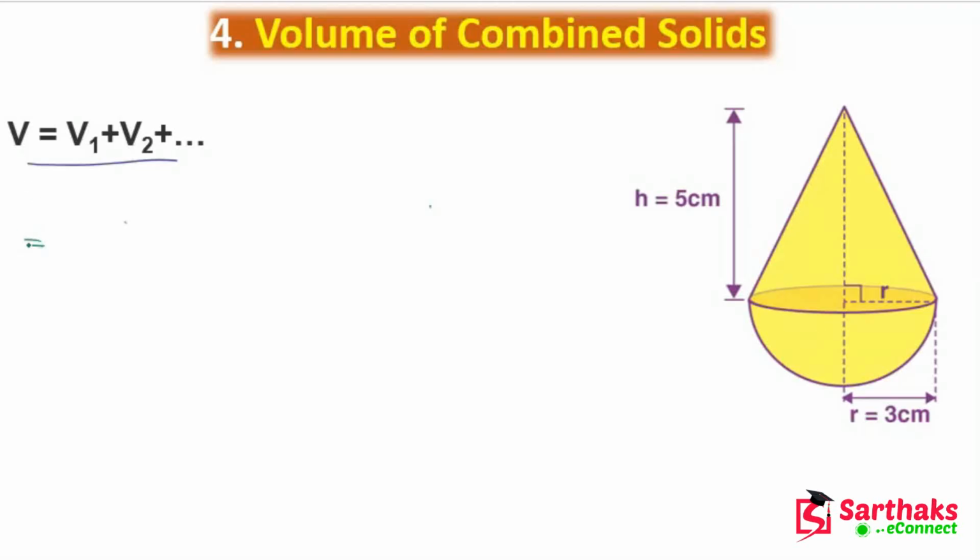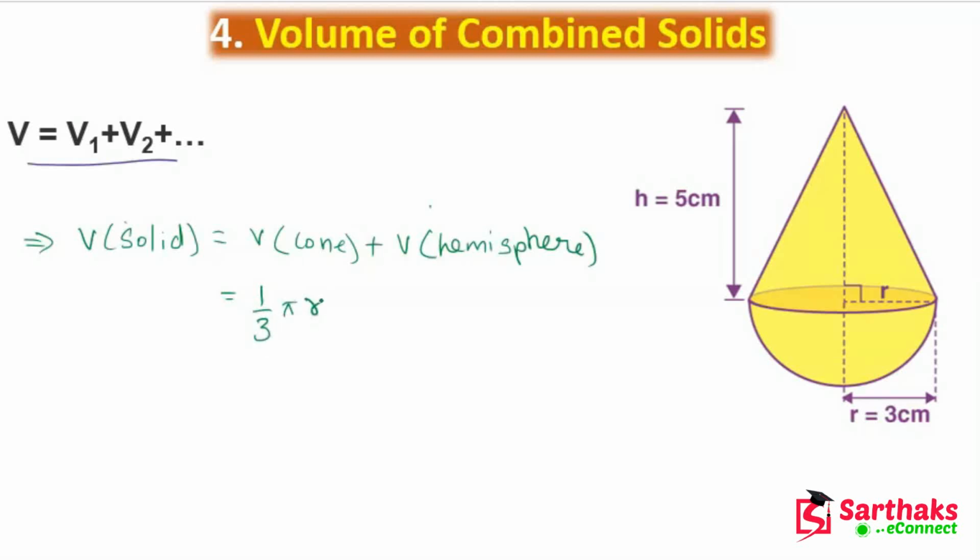So we can find the volume of the solid figure like this: volume of solid is equal to volume of cone plus, this is the part of a hemisphere, so volume of hemisphere. We know that the volume of cone is 1 upon 3 pi r square h. This is the 1/3 of the volume of cylinder. Plus volume of hemisphere is 2 upon 3 pi r cube. This is the half of the volume of sphere.